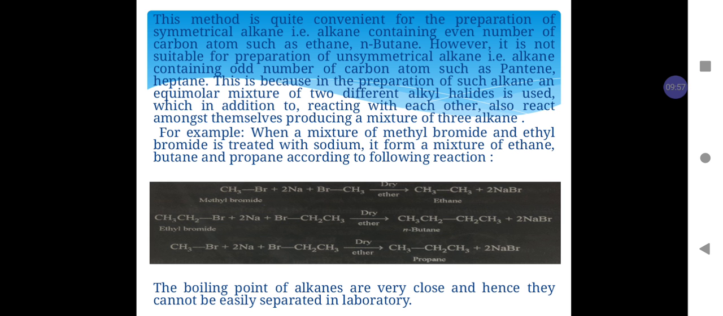Methyl bromide reacts with another molecule of methyl bromide with sodium to form ethane. Ethyl bromide reacts with another molecule of ethyl bromide and forms butane. Ethyl bromide reacts with methyl bromide to form propane. And in this way, we see from the example that in addition to propane, there will also form ethane and butane.